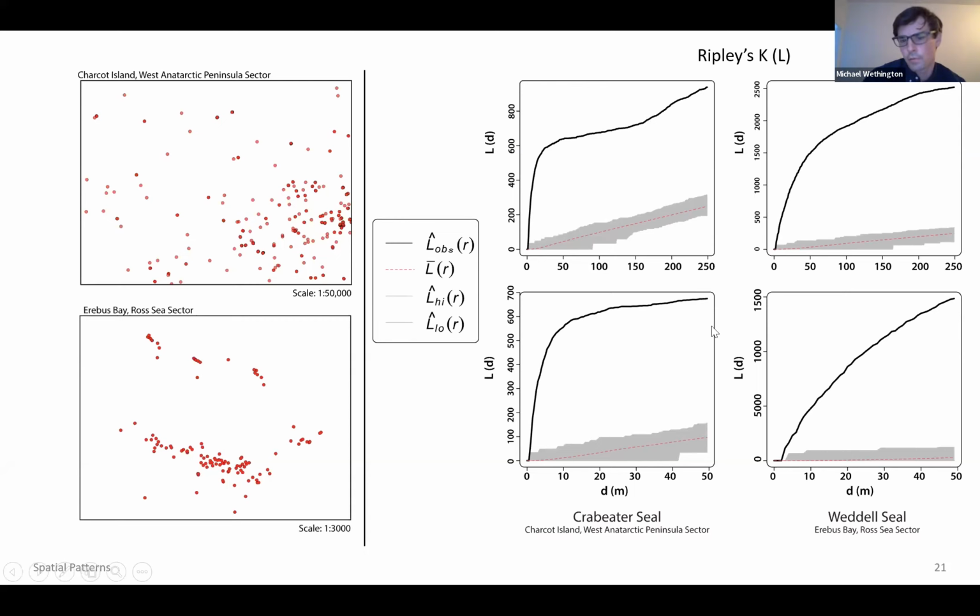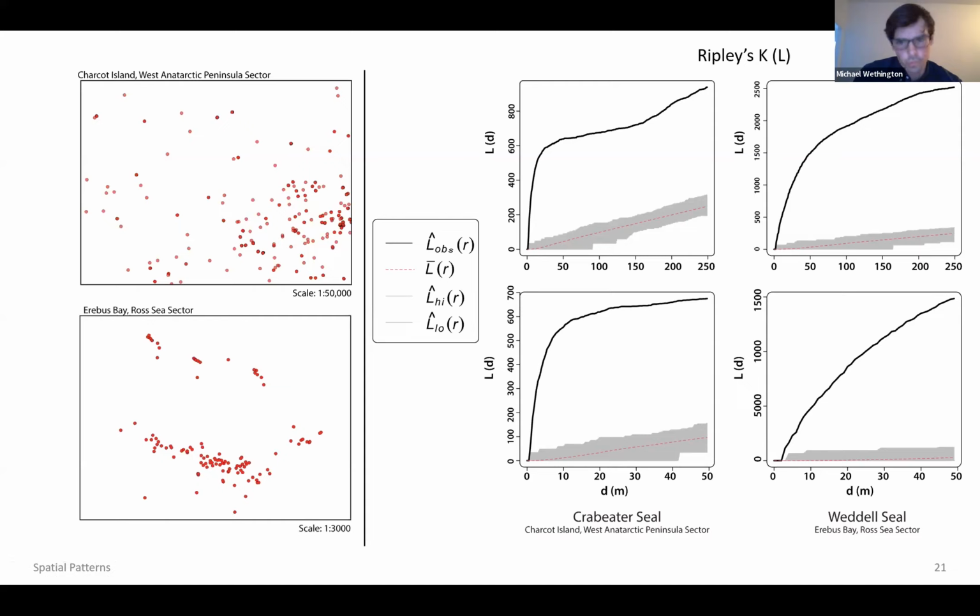In both cases, both for crab eaters and Weddells, if we look at that 0 line, we're definitely in the positive zone. So there's clear evidence of clustering going on. But what's interesting is that the patterns themselves are a bit different between crab eaters on the left and Weddells on the right. So this gives at least some evidence that it might be worth checking out how these things play out in space on a closer level.